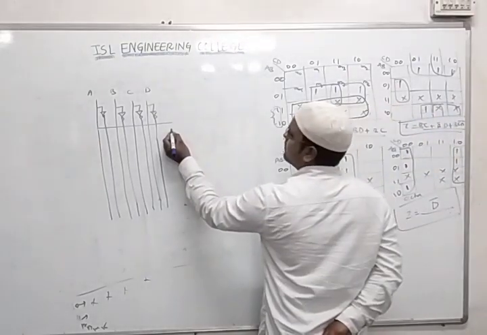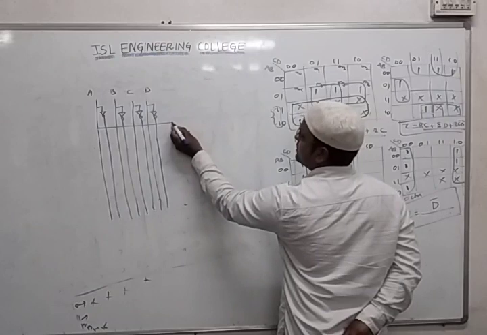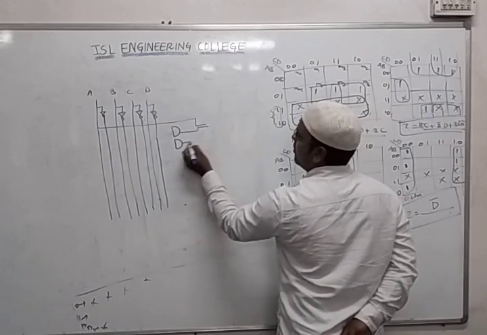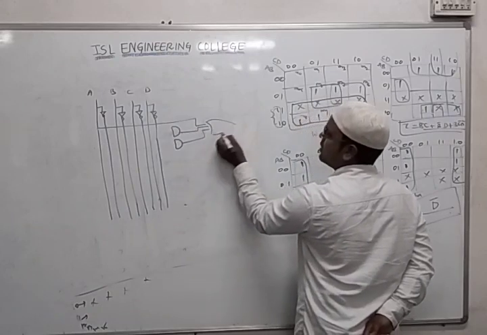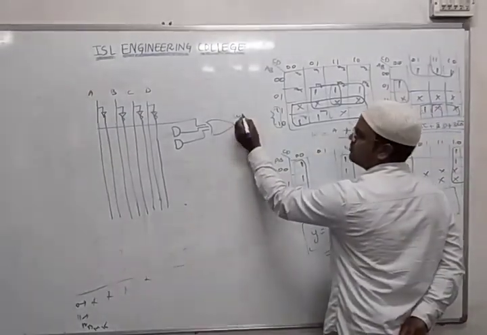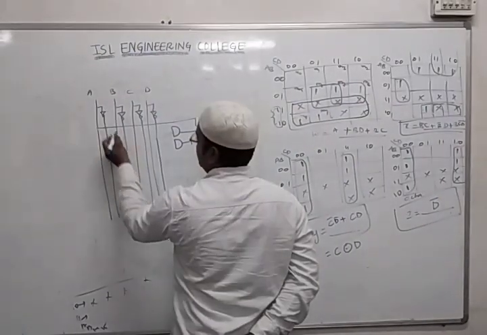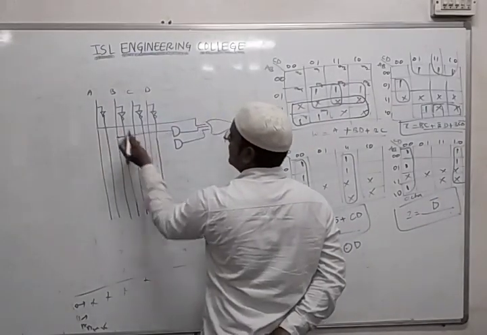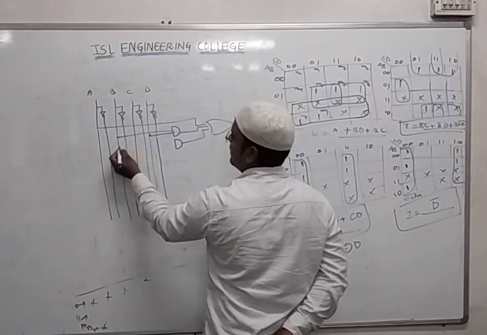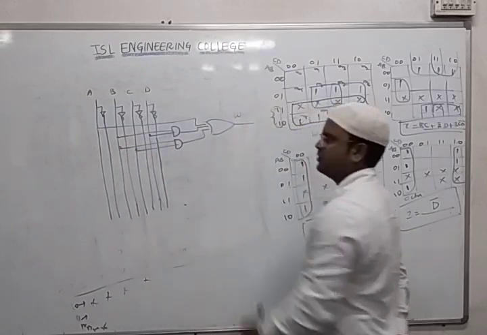For BD, one AND gate is required. For BC, one more AND gate is required. All of these need to be connected to one OR gate. This is the output of W, so W is the first output. First is BD, then BC. So B, D, then again B and C. So I got the first output for W.